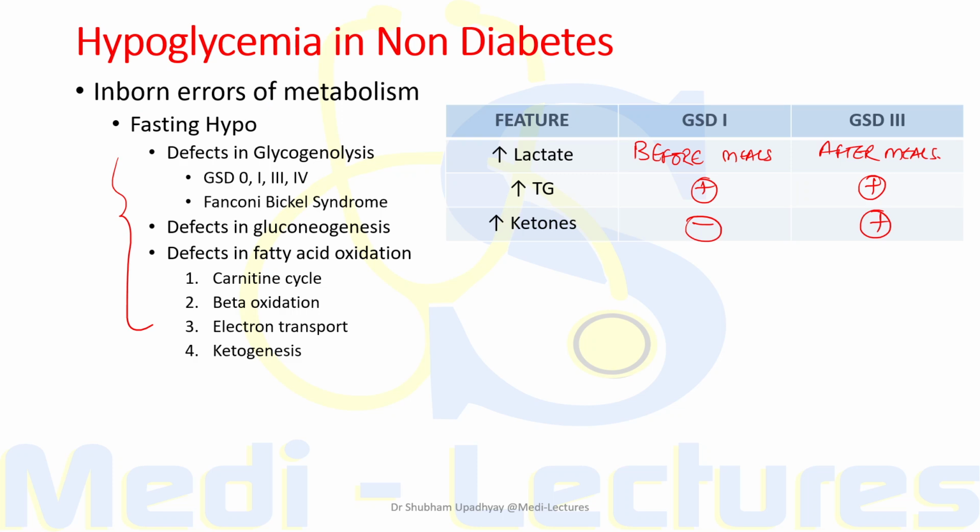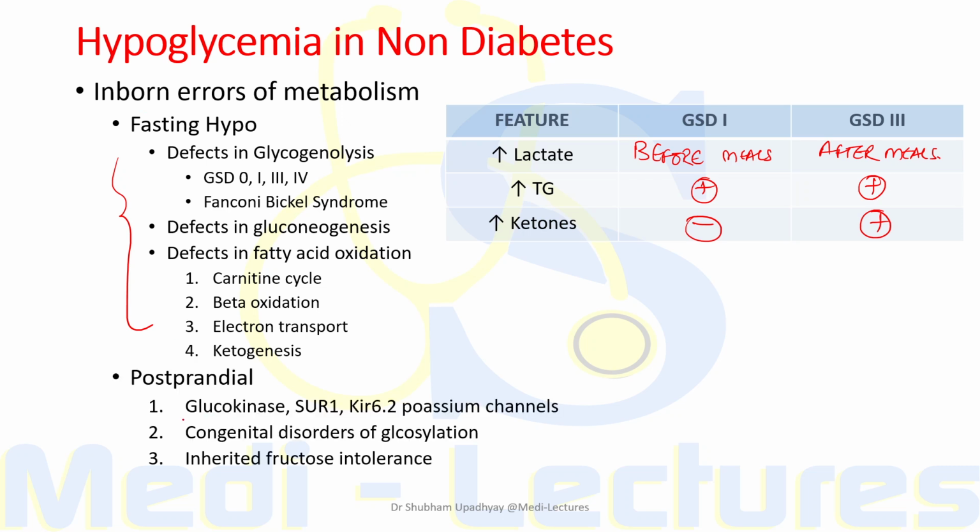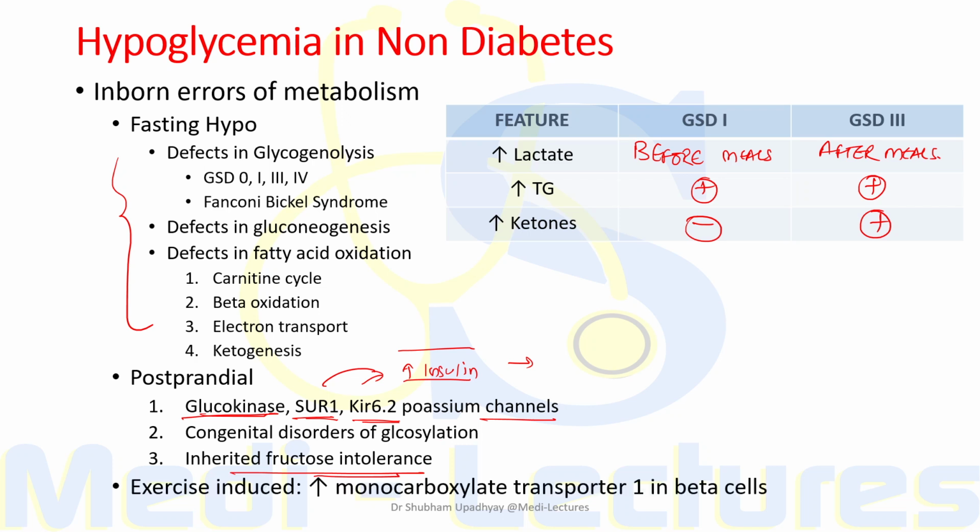Now certain disorders cause postprandial hypoglycemia, although these are rare. These include errors in glucokinase, sulfonylurea receptor 1, KIR 6.2 potassium channel. All these mutations will lead to increased insulin secretion leading to endogenous hyperinsulinism. There can be congenital disorders of glycosylation as well as hereditary fructose intolerance. These will lead to postprandial hypoglycemia. Finally, exercise-induced hypoglycemia can be seen with increased monocarboxylate transporter 1 in the beta cell, which again will lead to increased insulin release from these beta cells.